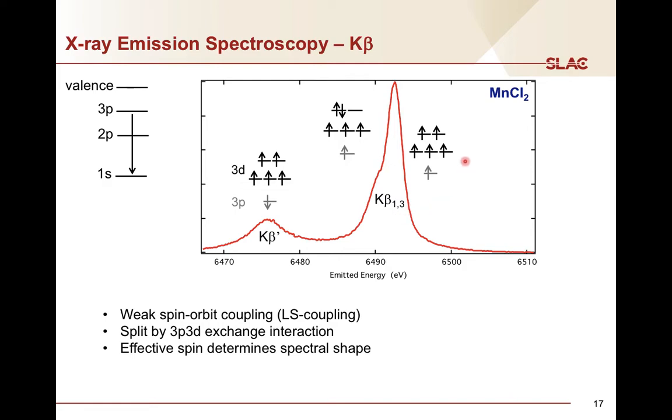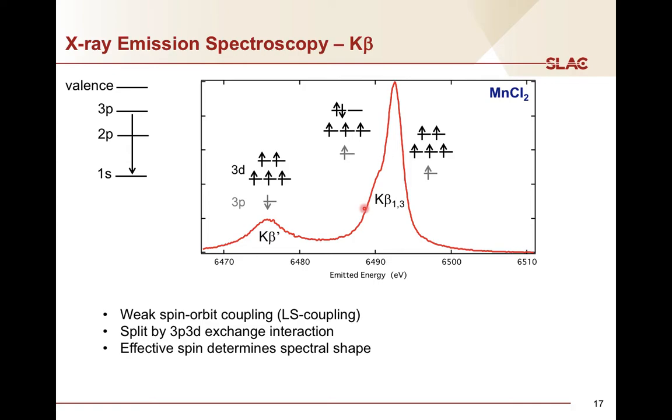The parallel case leads to a higher emission energy, which is the K-beta 1,3, and the K-beta prime is at a lower emission energy, and that is when the spins of the 3p and the 3d are antiparallel to each other. And you also have an intermediate case where you can flip a spin in the 3d, and that has intermediate energy, and that is where the shoulder comes from.